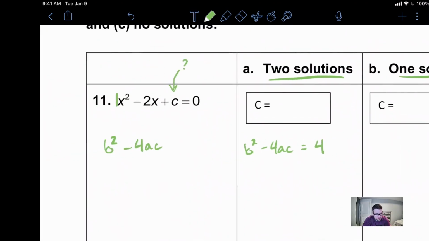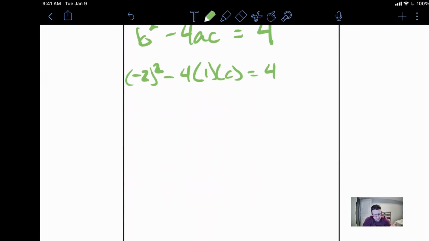Now, let's plug in our numbers. Our b in this problem was -2. So I'm going to have -2 squared minus 4 times my a value, which was 1, times my c value, which we don't know. So we're just going to call it c for a second. Now let's go through and simplify. -2 squared, -2 times -2 is a positive 4. So we're going to have 4 minus, now this is just 4 times 1, which is of course 4, but we can't forget the c is still hooked on there, and this is equal to 4.